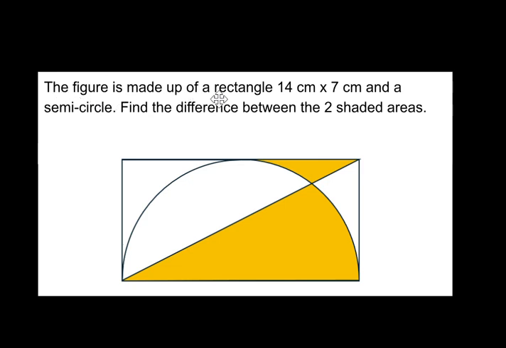The figure is made up of a rectangle 14 cm by 7 cm and a semicircle. Find the difference between the two shaded areas. So you have a rectangle here, 14 by 7, so we should see that this is 14, this is 7. You have a semicircle and you find the difference between the two shaded areas.